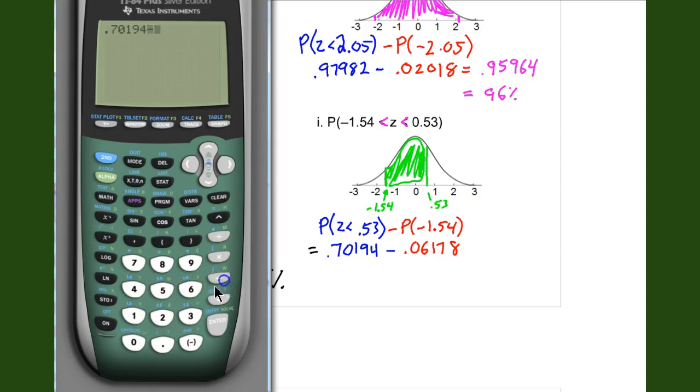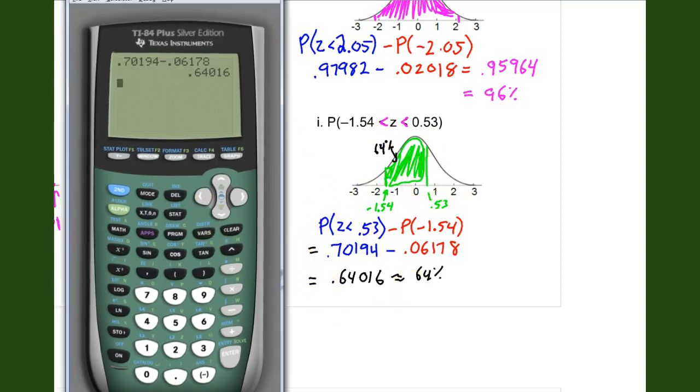And use a calculator. 0.70194 minus 0.06178. We'll have 0.64016. Okay, which is about 64%. Right, so that looks about right. This is about 64% shaded, right? Pretty close to 50, but above for sure.